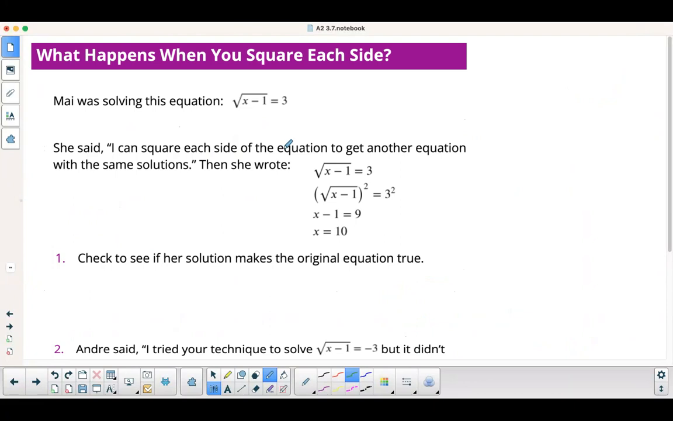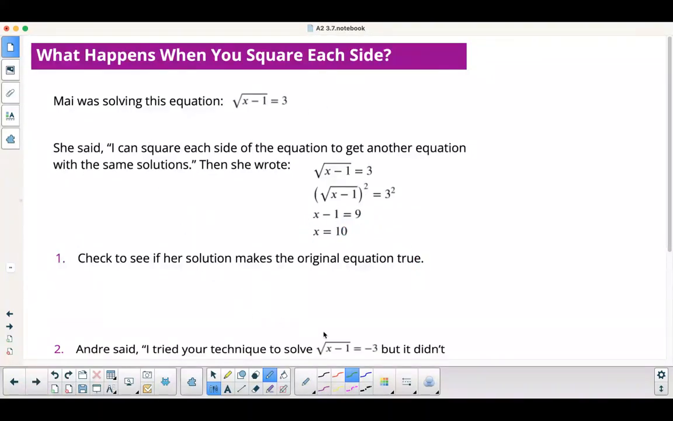All right. Mai was solving this equation. She said I can square each side of the equation to get another equation with the same solutions. So basically, she did what we just did before and squared both sides. That drops the square root. And then you add 1 to both sides, and she gets 10.